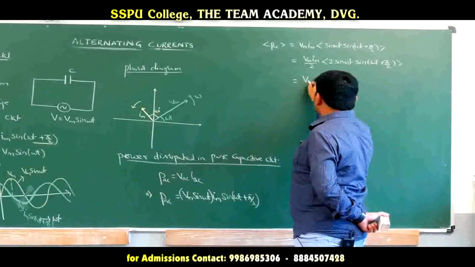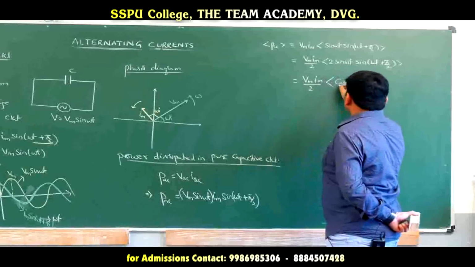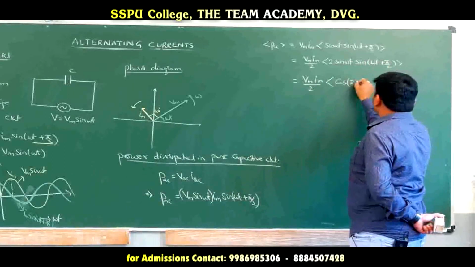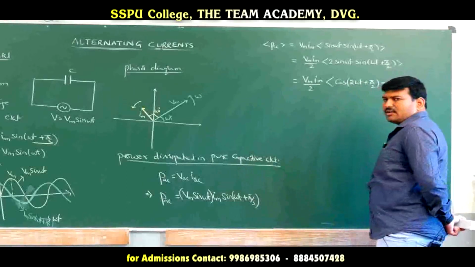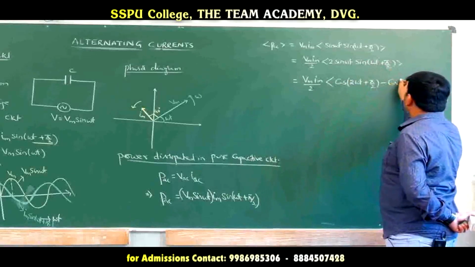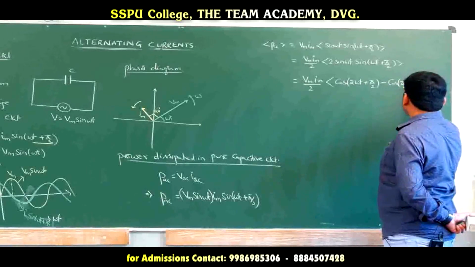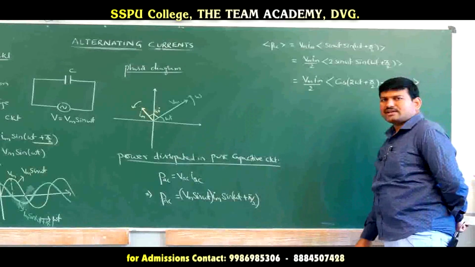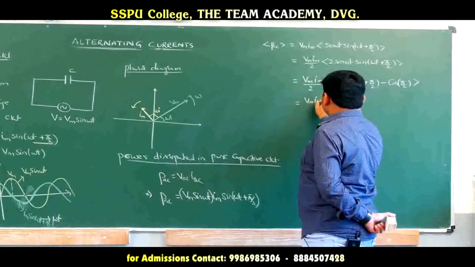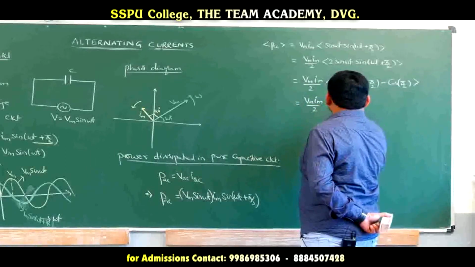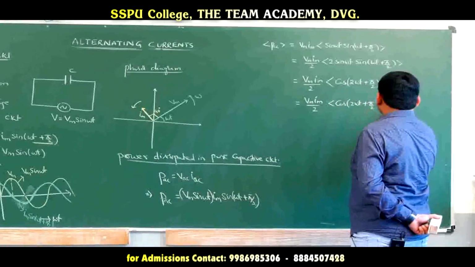Therefore, this can be written as Vm Im by 2 into the average value of cos A minus B, minus cos A plus B. A plus B is omega t plus omega t plus pi by 2, which is 2 omega t plus pi by 2. A minus B is minus pi by 2, and cos of minus theta is nothing but cos theta. What is the cos pi by 2 value? Cos 90 is 0. Therefore, this term becomes 0, and the average value is Vm Im by 2 into the average value of cos of 2 omega t plus pi by 2, minus 0.